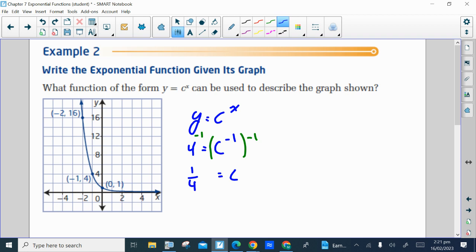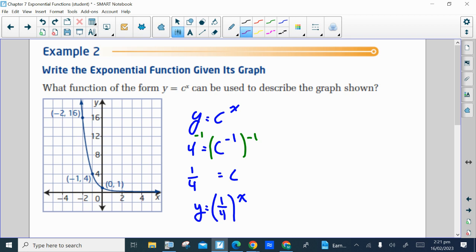And if you look at the graph, that is a decreasing function. So we knew that the base c had to be between 0 and 1. And now we see that it's exactly 1/4. And the equation of that function will be (1/4) all to the power x. If you use the other point, (-2, 16), you would have got the same answer.